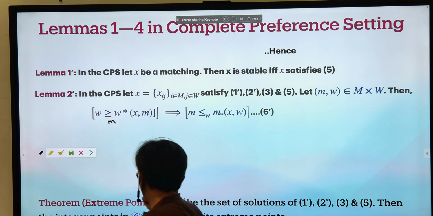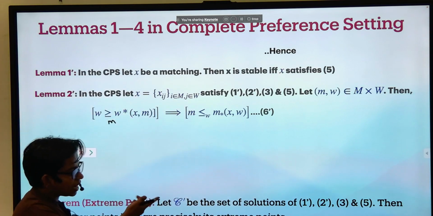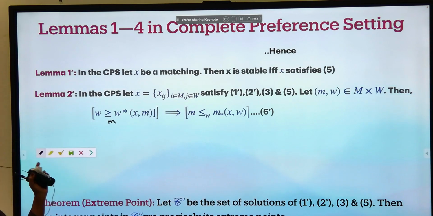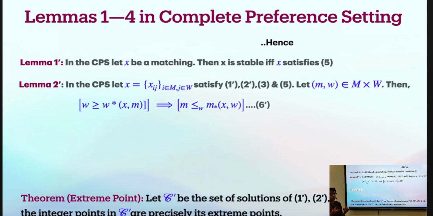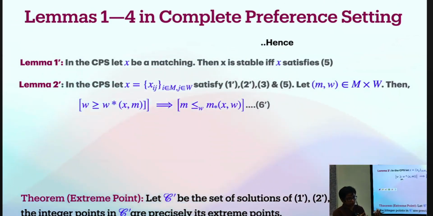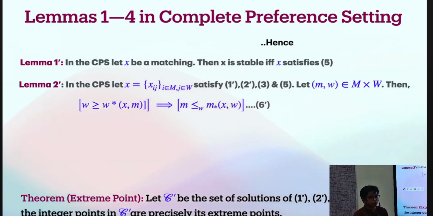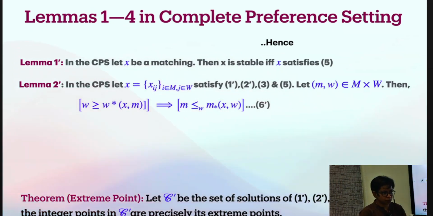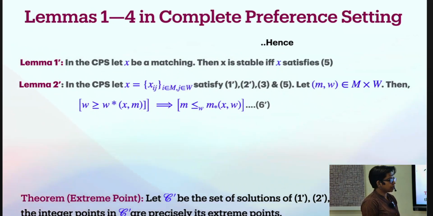And this is not surprising, because constraints 1, 2 prime, 3 and 5 are equivalent to 1, 2, 3, 4 and 5. So the extreme points are also equivalently characterized. The extreme points of that polytope are the same as the extreme points in this polytope, because literally the two polytopes are equivalent.